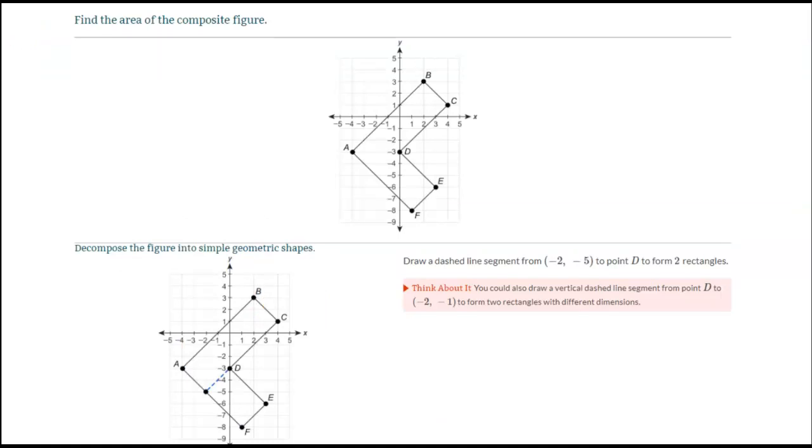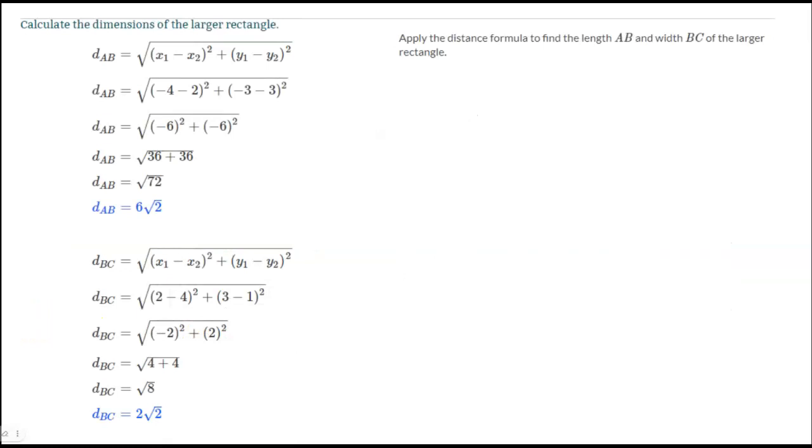Let's go ahead and look at finding the area of this composite figure. We're going to decompose the figure into simple geometric shapes. So we're going to draw the dashed line right here from -2, -5 to point D. This is going to form 2 rectangles.